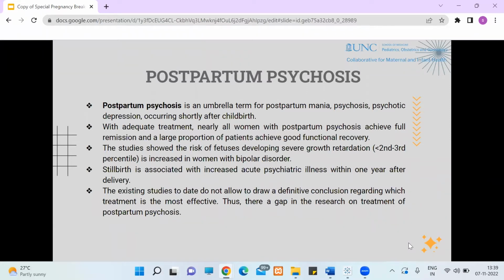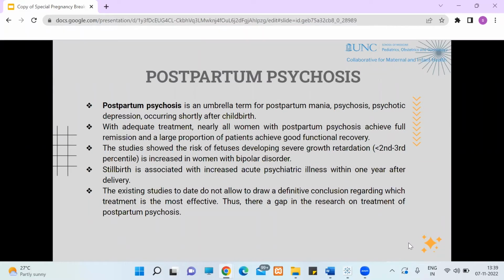So after going through various research studies, I found a clear negative impact of bipolar disorder on mothers and their baby's health. The risk of fetuses developing severe growth retardation is increased in women with bipolar disorder, with increased neonatal readmissions and neonatal morbidity. And stillbirth is also associated with increased acute psychiatric illness within 1 year after delivery. So psychosocial support should be offered to all women in the year after delivery.